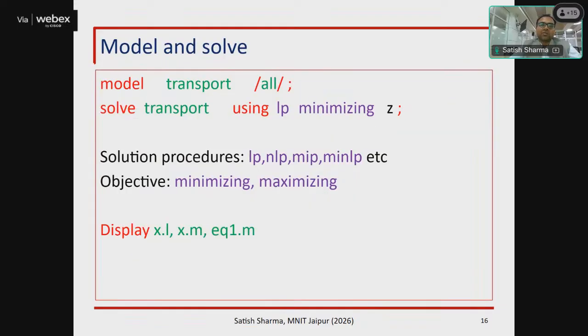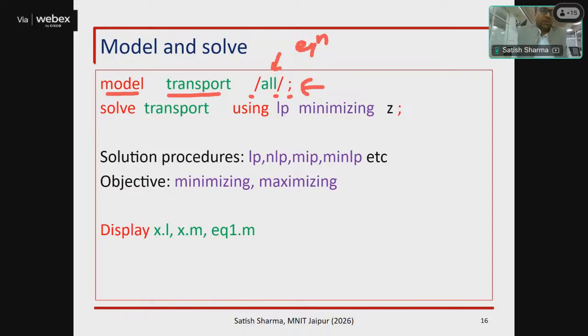Generally this is the syntax. Model is a keyword, and transport is whatever name you have provided to the model. This is a user input, and the backslash and semicolon are also part of the syntax. Here you can provide the equations. Either you can provide all equations. So if you have written down, let's say, 10 equations, and you want to solve a transport problem considering all of them, then I will use this particular model declaration.